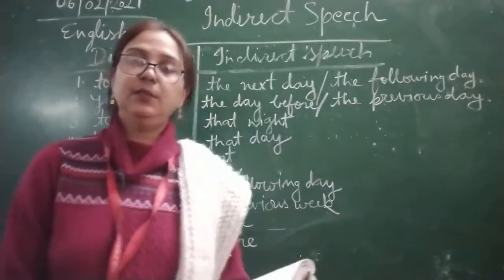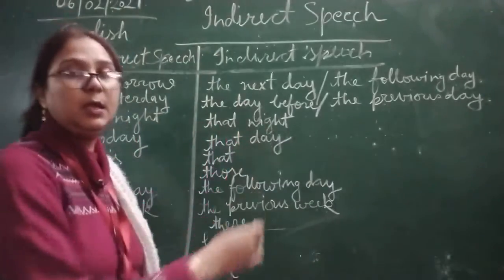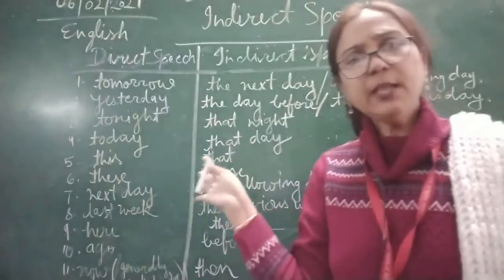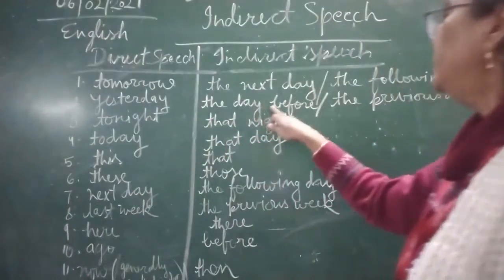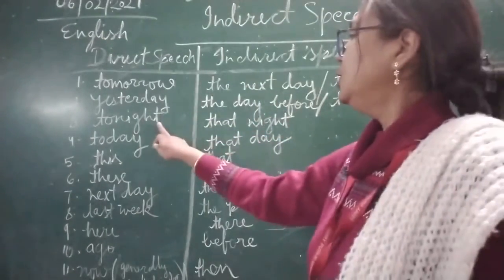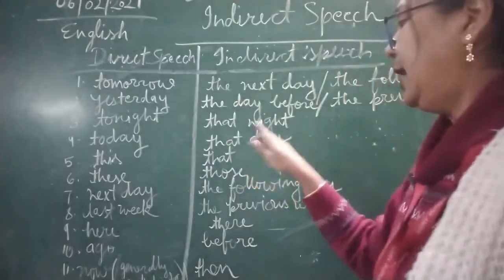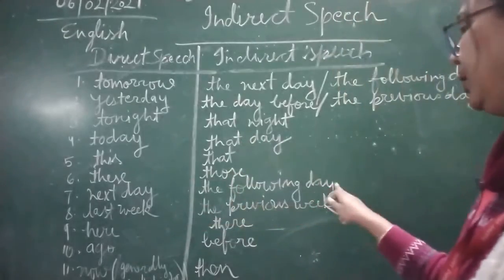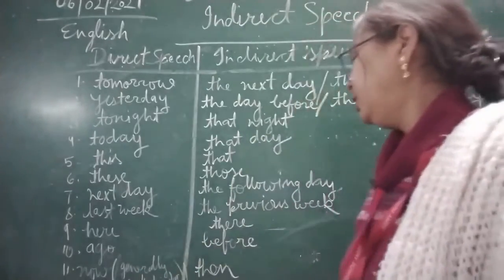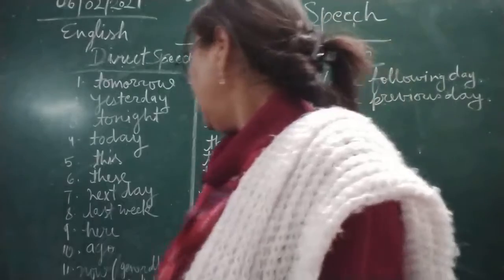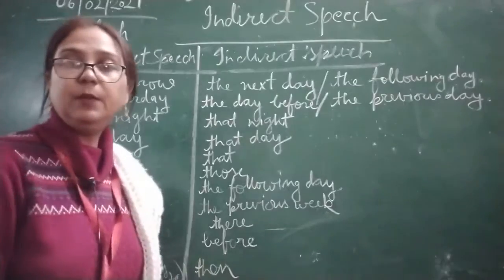So children, as we have discussed, we convert time and place whenever we are making indirect speech. Tomorrow becomes the next day, the following day. Yesterday becomes the day before, the previous day. Tonight becomes that night. Today becomes that day. This, that; these, those. Next day, the following day. Last week, the previous week. Here, there; ago, before. And now is generally omitted in indirect speech, and it will become then.